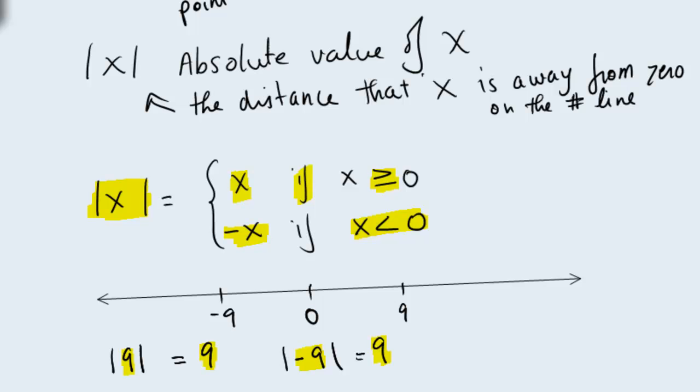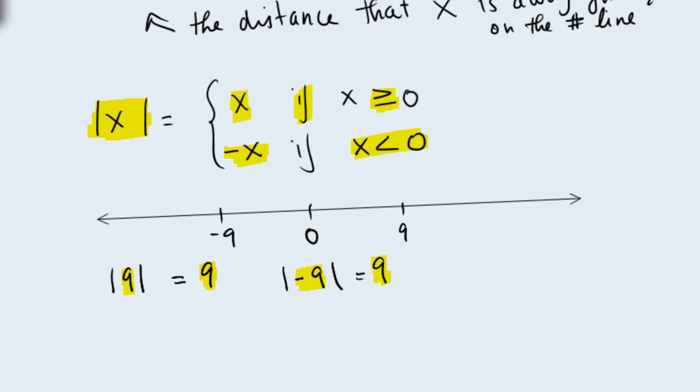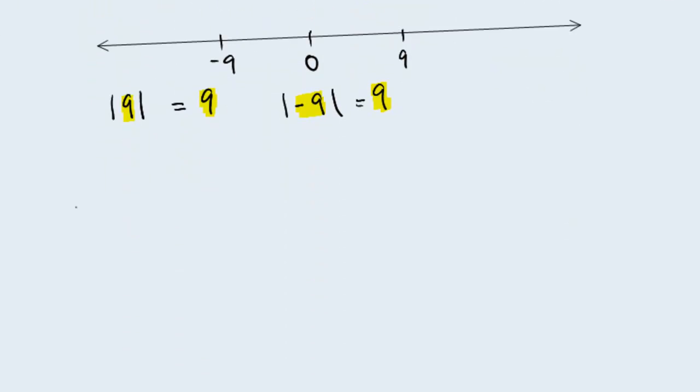Let's see. Example number 1. What is the absolute value of 100? Well, absolute value is talking about the distance that that number is away from 0. So absolute value of 100 is asking me how far away is 100 from 0, and we know that is equal to 100 units.